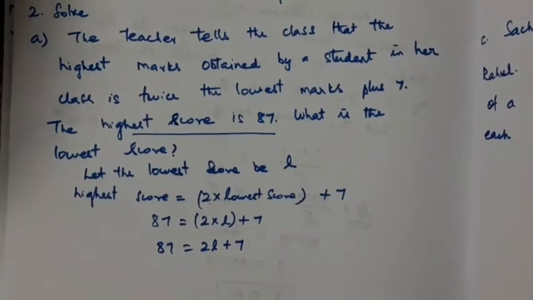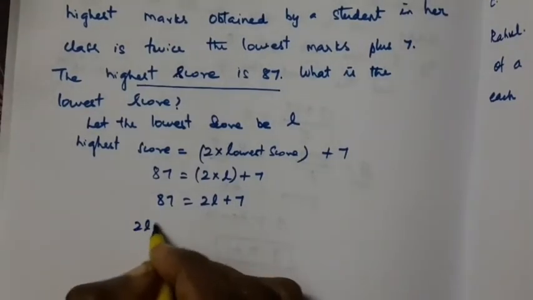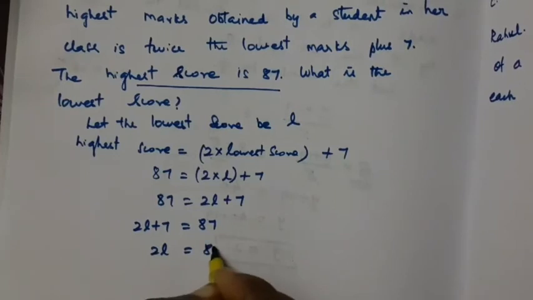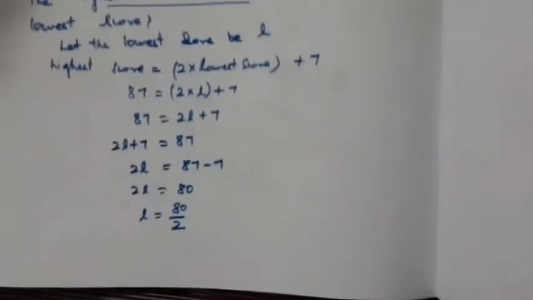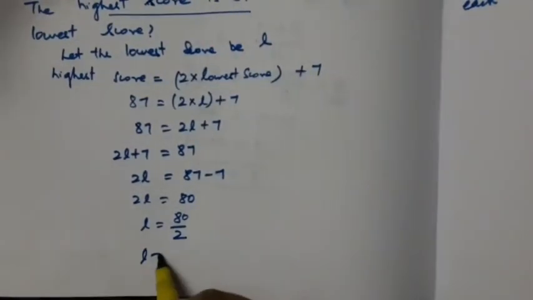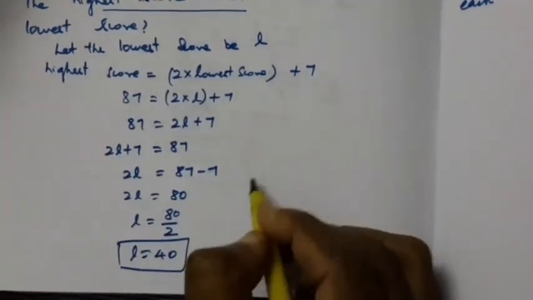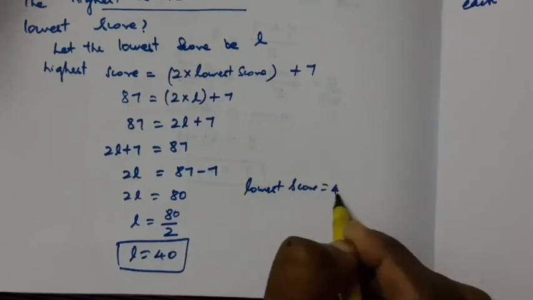Now we have to find the value of L. So 2L plus 7 equal to 87. 2L equal to 87 minus 7. What is 2L equal to? 80. L equal to 80 divided by 2. I am dividing by 2 on both sides, which gives L equal to 40. Okay, so what is the lowest score? Lowest score is 40 marks.